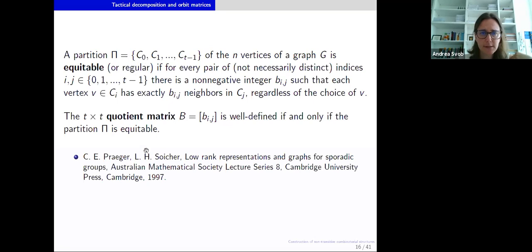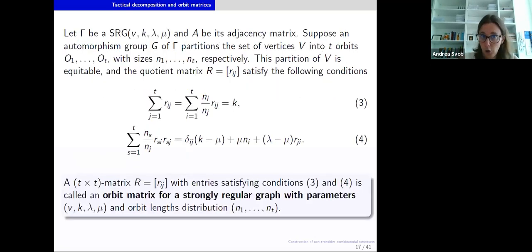I've written this reference to one book of Prager and Soicher, in which they were interested in low-ranked representations of graphs for sporadic groups. But this book is a very nice reference for an equitable partition, because they used quotient matrices in order to classify some of the distance regular graphs with particular ranks and obtained from sporadic groups.